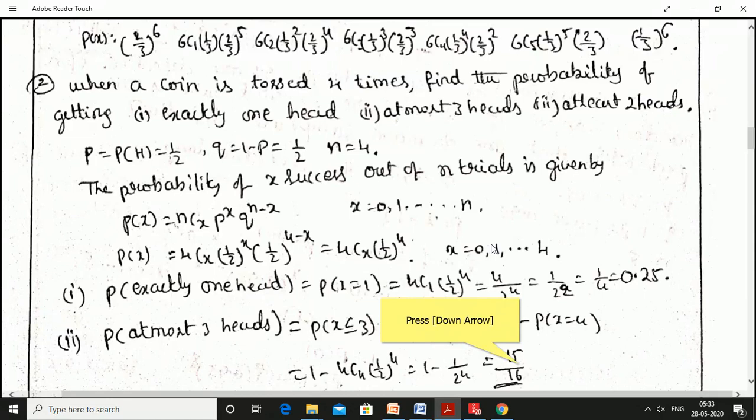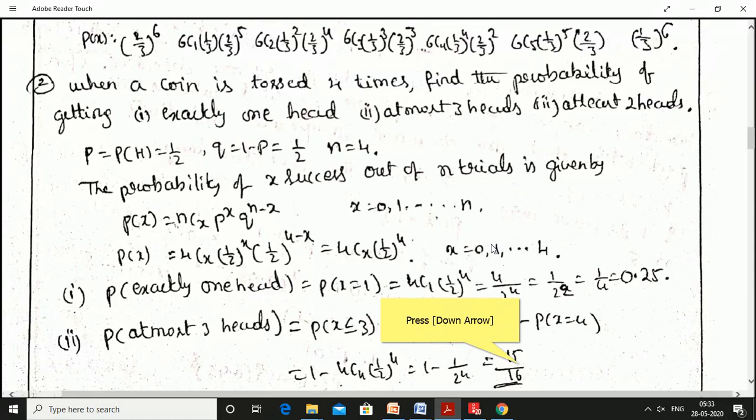Not getting head is q. Q is equal to 1 minus p, which is also equal to 1 by 2. The probability of x successes out of n trials is given by p of x is equal to nCx p power x q power n minus x, x is equal to 0, 1, 2 up to n. Substitute the n, p, q values: 4Cx 1 by 2 power x, q is also 1 by 2 power 4 minus x. Their bases are the same, so we can add the powers: 4Cx 1 by 2 power x plus 4 minus x, x cancelled, 1 by 2 power 4, x is equal to 0, 1, 2 up to n. N means 4.